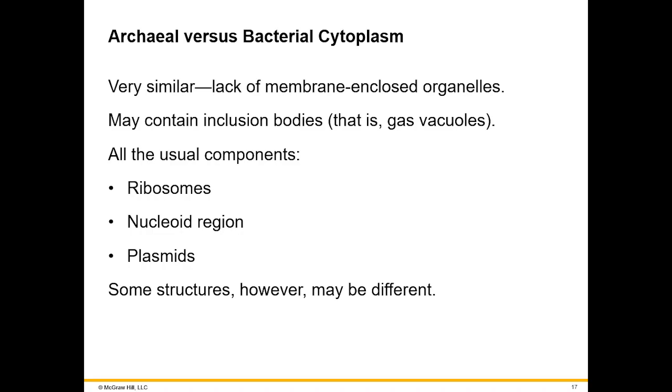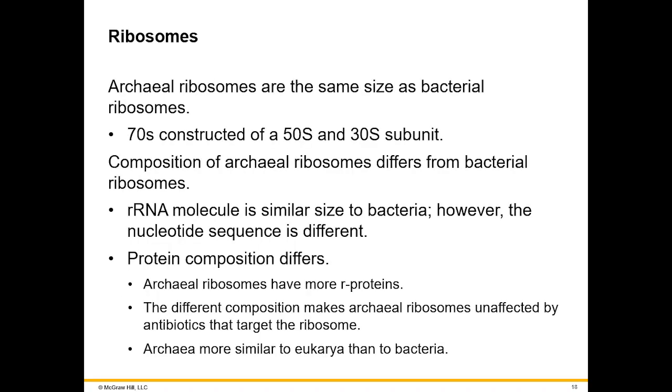The components of the cytoplasm include the ribosomes. They do not have a nucleus, but they do have nucleoid regions and plasmids. But aside from that, there are some differences in structure. So let's look at the ribosomes. We have the same sizes. Both are a 70S ribosome made up of a 50S and a 30S subunit.